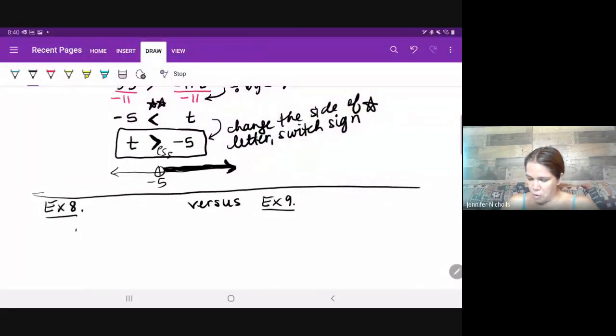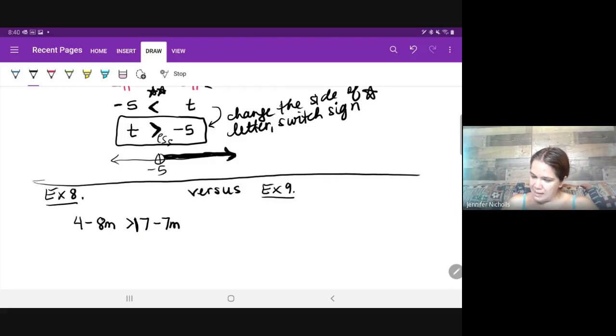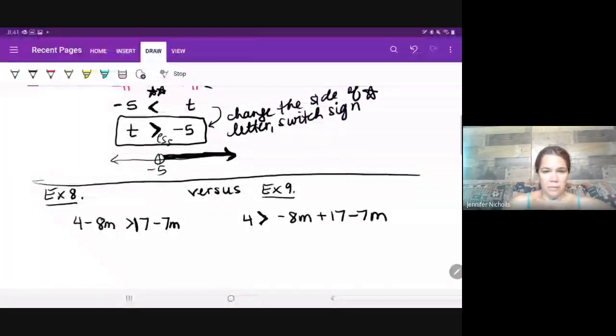Okay, this is 4 minus 8m is greater than 7 minus 7m. Let's have it 17 minus 7m. I don't want two numbers that are identical in the problem. And then in this one, we're going to have 4 equals negative 8m plus 17 minus 7m, except not equals because we need a greater than. So let me check. Okay. So we want to compare these.